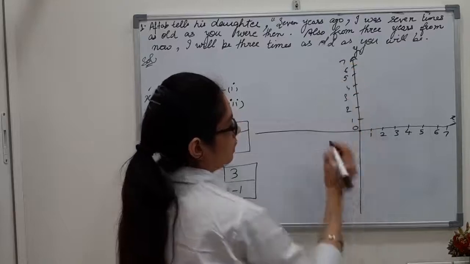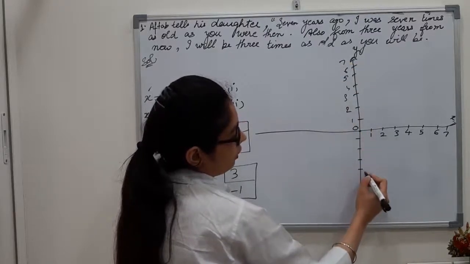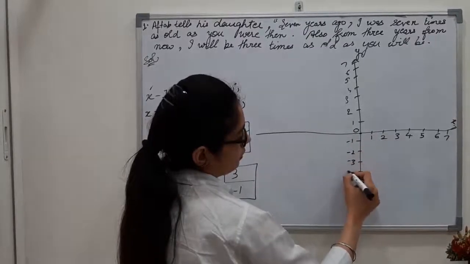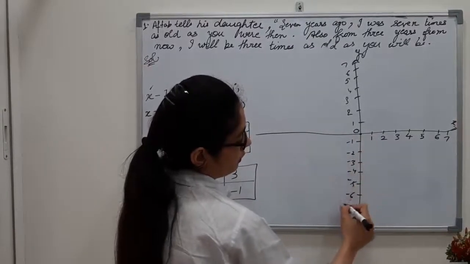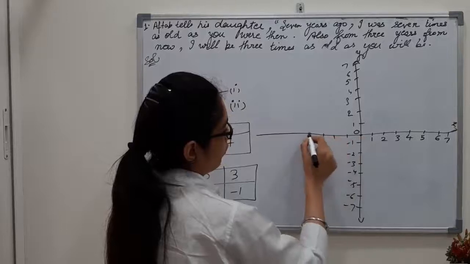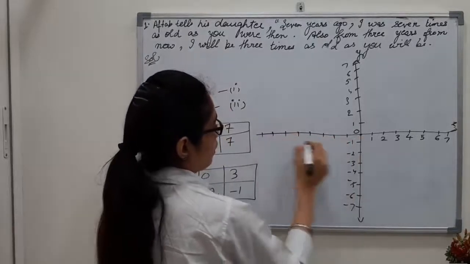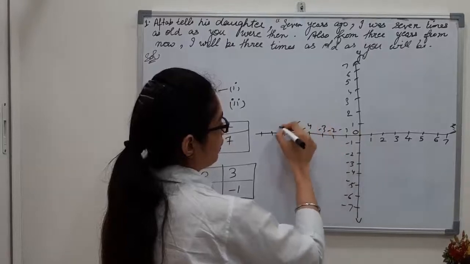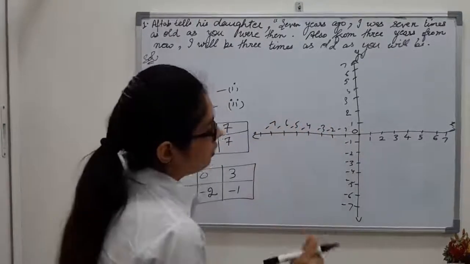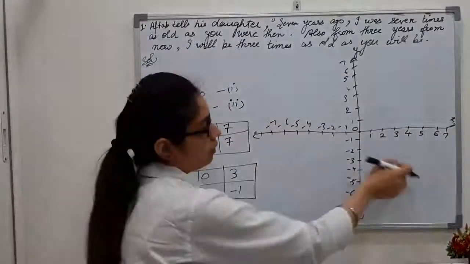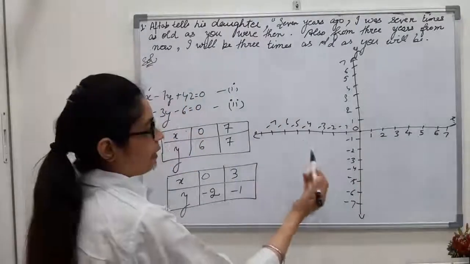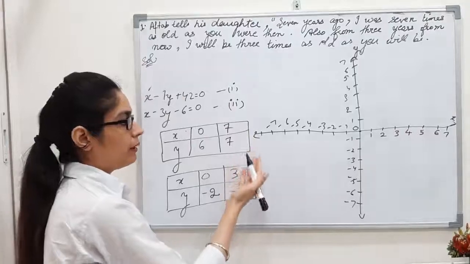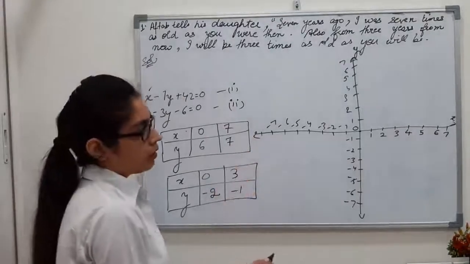This is your negative y, -1, -2, -3, -4, -5, -6, -7. This is your negative x-axis, -1, -2, -3, -4, -5, -6, -7. So like this you can put the numbers. Why am I putting numbers in the form of 1, 2, 3? Because my values are very simple and they are less than 7.